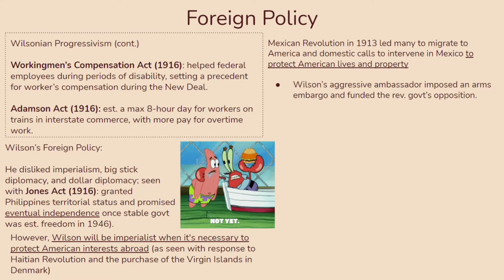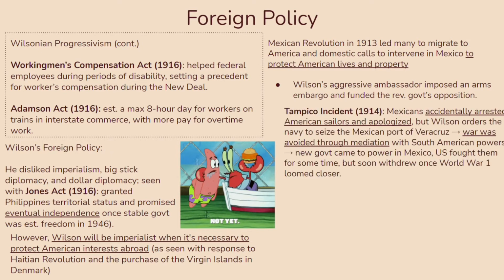And so Wilson's really aggressive foreign ambassador imposed an arms embargo and funded the revolutionary government's opposition. They did not want this revolution to happen because it would likely mean destruction of property, specifically American property, and in general would be a tumultuous experience. And this all leads to the Tampico incident of 1914.